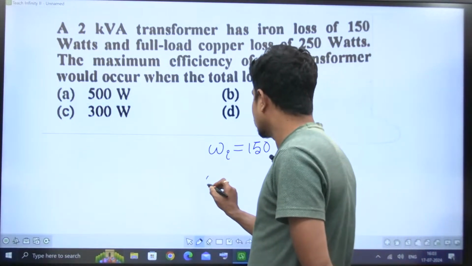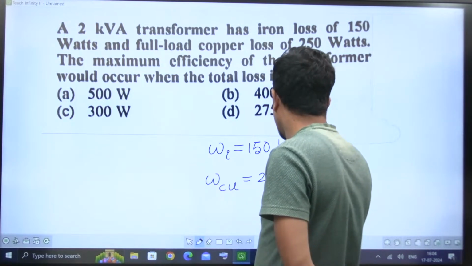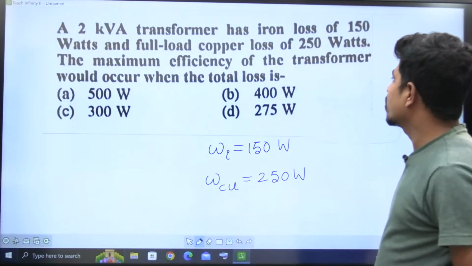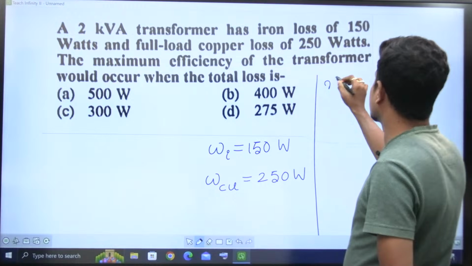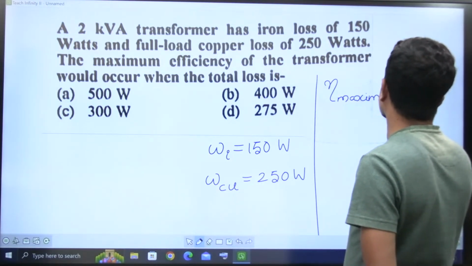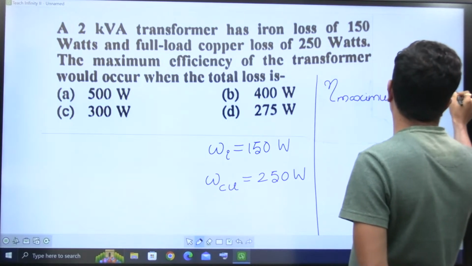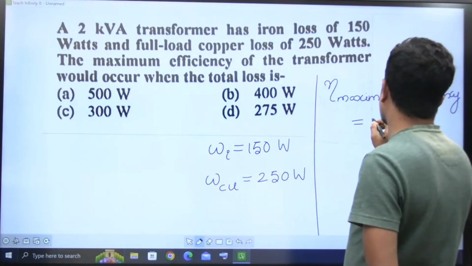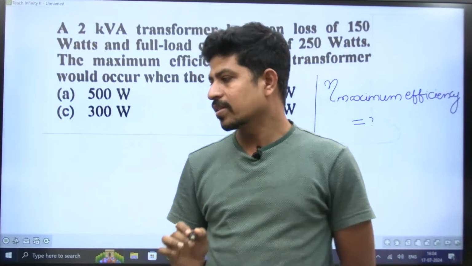Full load copper loss is equal to 250 watts. The question asks at what point the maximum efficiency of the transformer would occur. What is the condition for maximum efficiency? Can anyone type in the chat box?